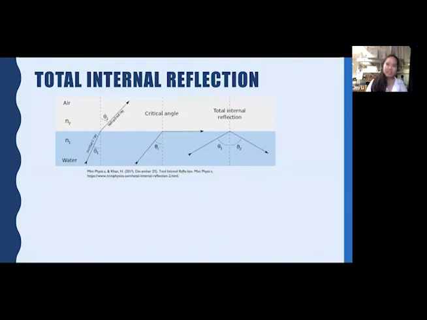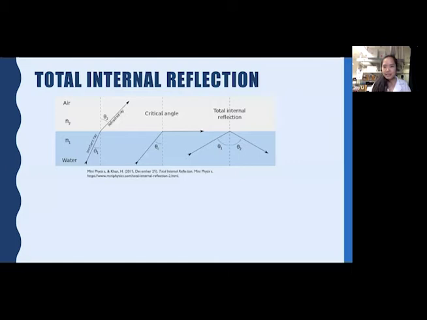Total internal reflection happens only when you meet certain requirements. So the first one is that the light has to be traveling from a denser medium to a less dense medium. For example, from water to air, like the light fountain. And also, the angle at which the light hits the boundary has to be big enough. And so if those two conditions are met, then the light will be totally internally reflected.